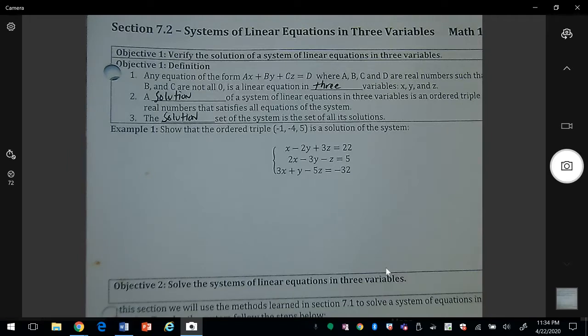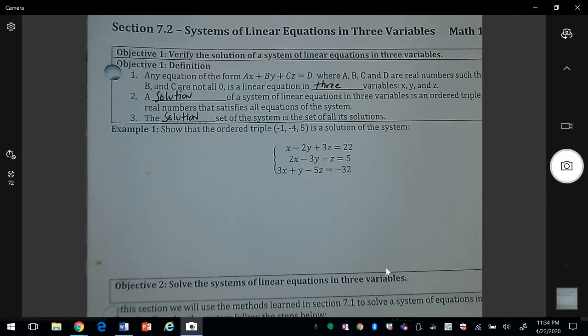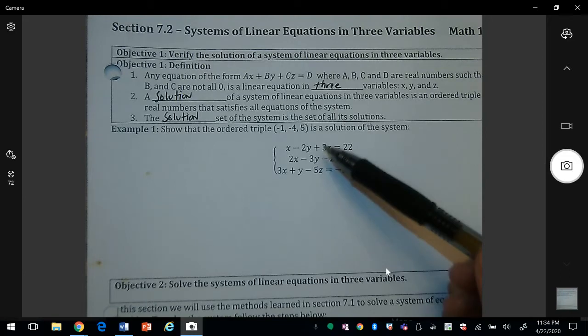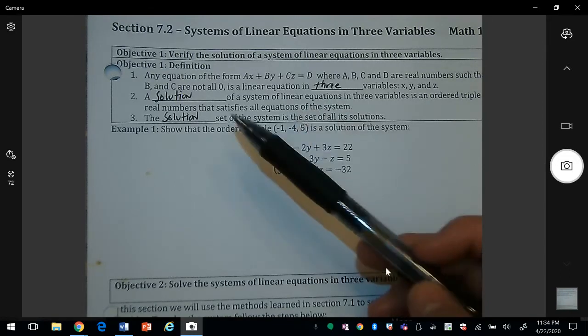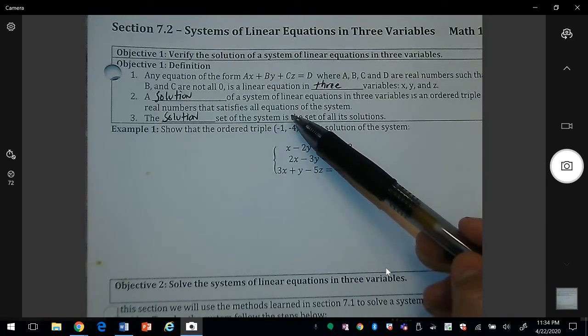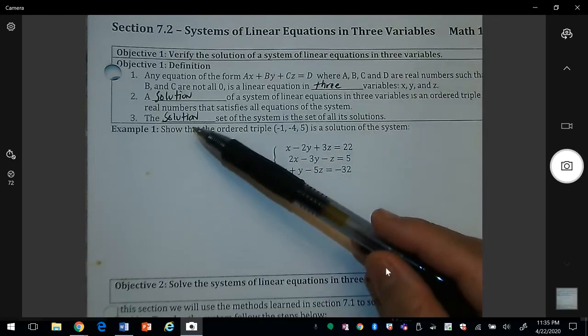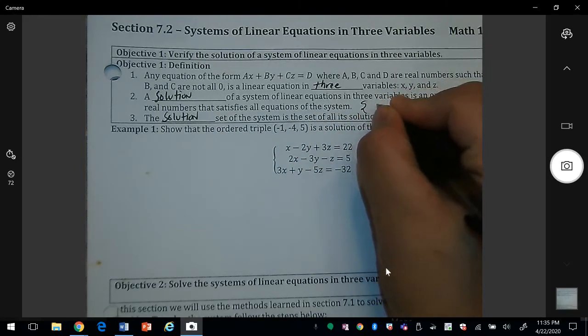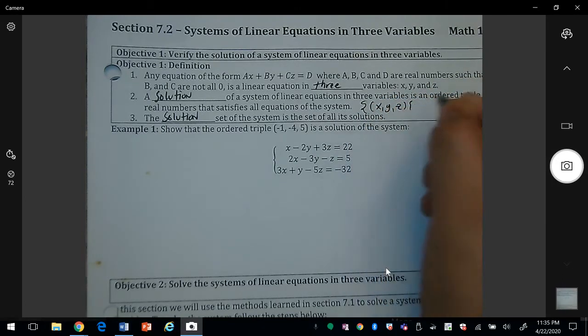Section 7.2: Systems of linear equations in three variables. So the last time we did systems with two variables and two equations. And here, if we have three variables, a solution of a system in three variables is an ordered triple of real numbers that satisfy all equations. And our system solution would be written as x, y, and z.